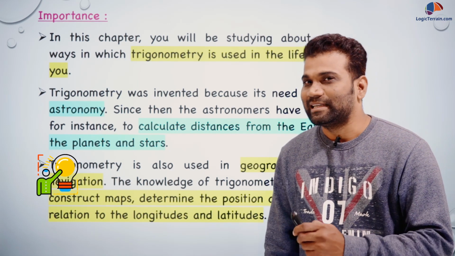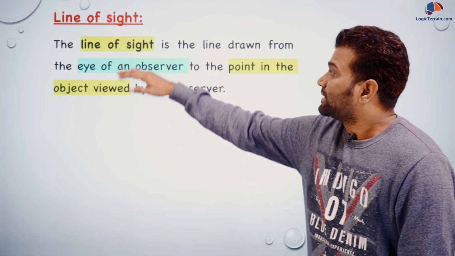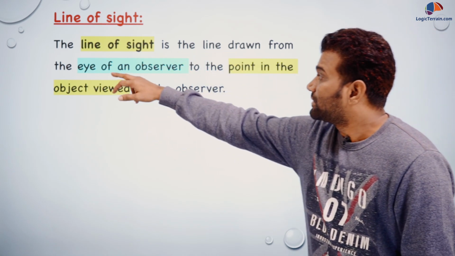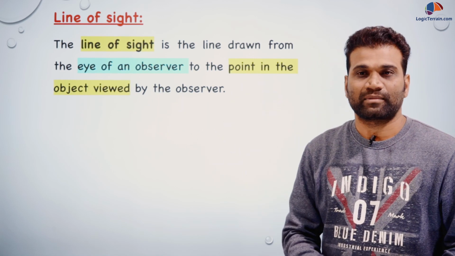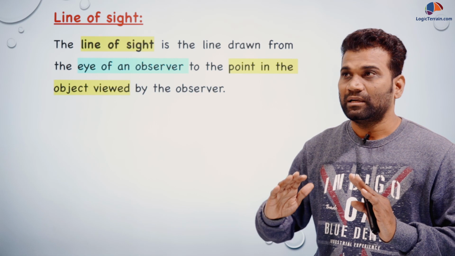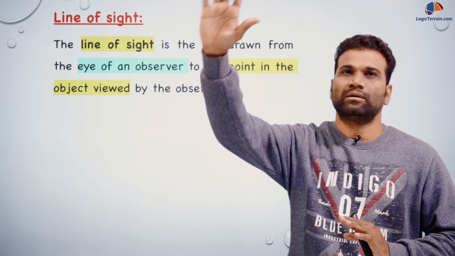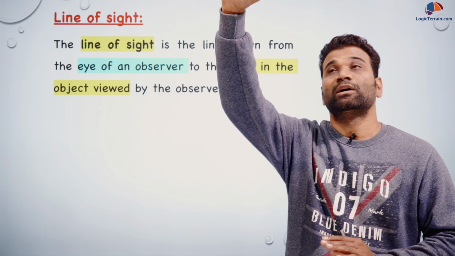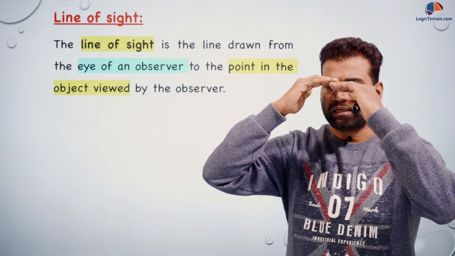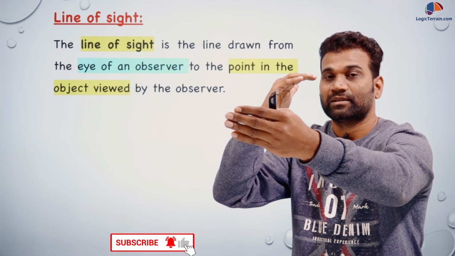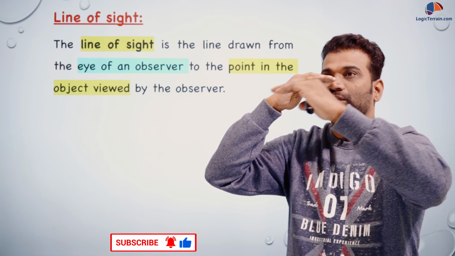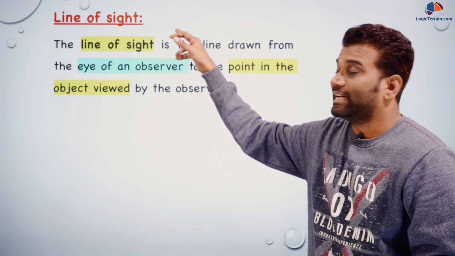Let's see the terminology. The first one, line of sight. What is line of sight? The line of sight is the line drawn from the eye of an observer to the point in the object viewed by the observer. That is, assume that you are the observer and you are observing a point, a bird or a tree or the top of a building or the top of a tower, or even a line which is parallel to you, like observing another person. The line drawn from your eye to that object is called the line of sight.